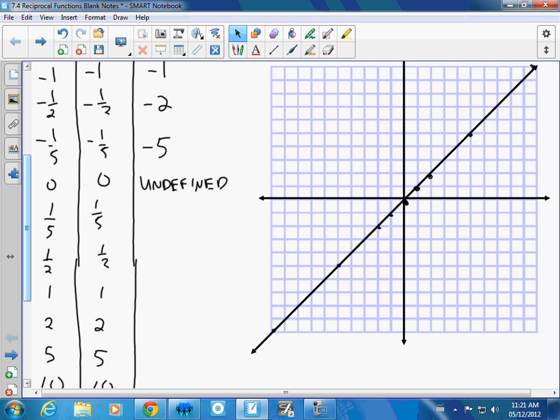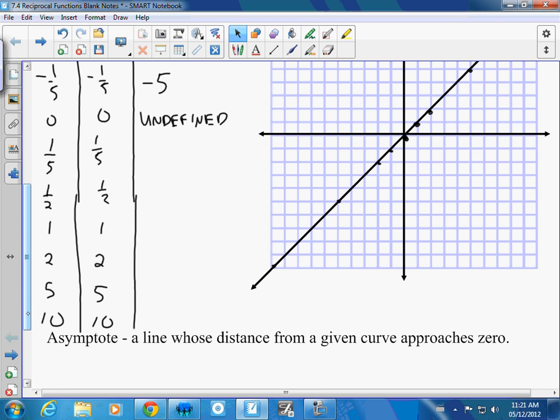1/5 reciprocal, 5. 1/2 reciprocal, 2. 1 reciprocal, 1. 2 reciprocal, a half. 5 reciprocal, 1/5. And a 10 reciprocal. Okay, those are weird numbers. Do you think we can graph them though? We can try.